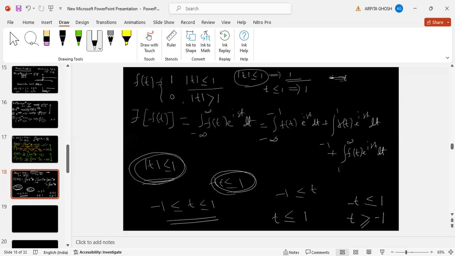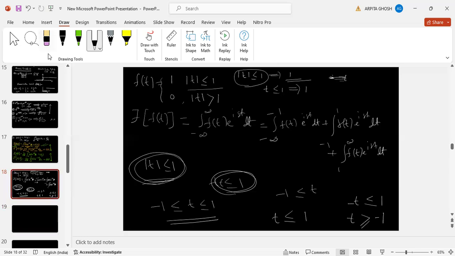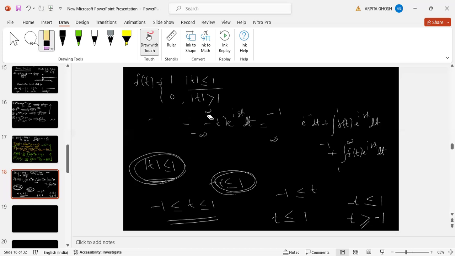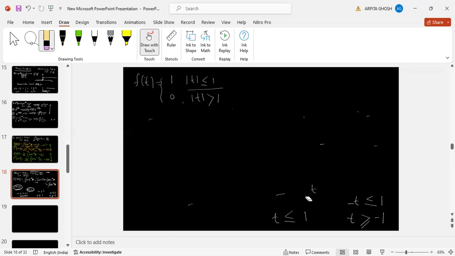Mod t less equal to 1 means this. If you have any problem in understanding that, just forget about this, because in most of the times you will come across such type of expressions in Fourier transform. So let us consider some of the values separately. After that, we'll generalize the expression.